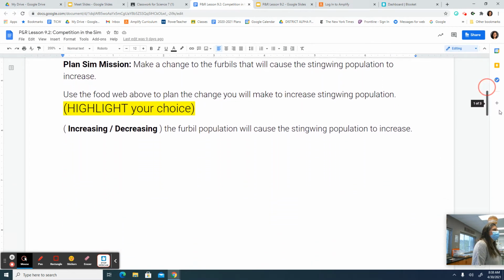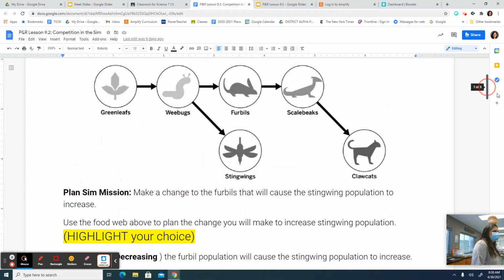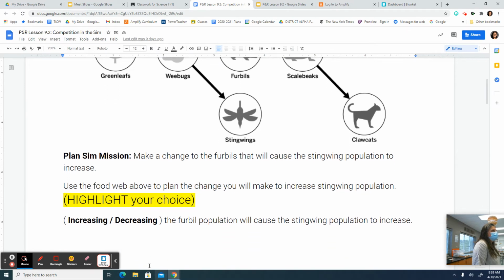So planning a sim mission. Make a change to the furbills. That will cause the stingwing population to increase. So what could we do to make the stingwings go up? Do we want to increase or decrease the furbill population? They both eat wee bugs. Decrease. Decrease the furbill population.